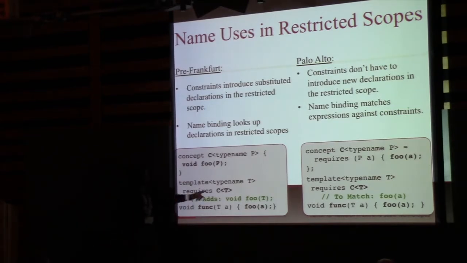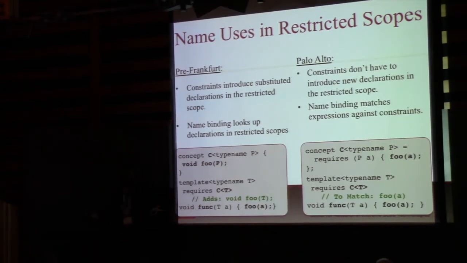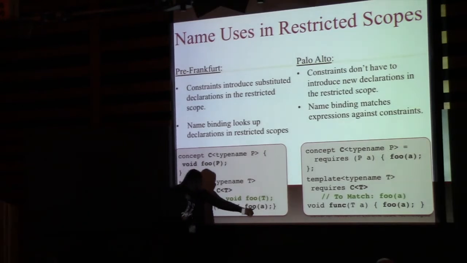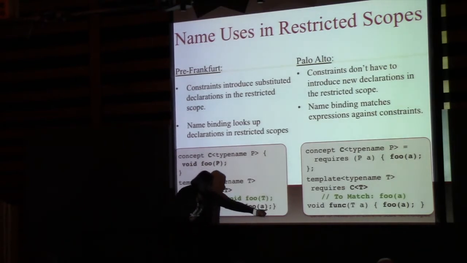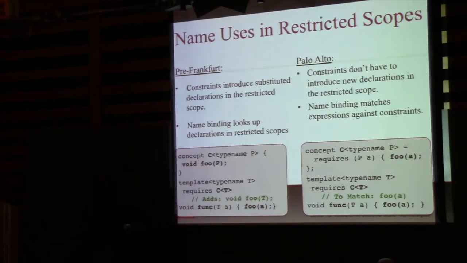So here, the way that it works in pre-Frankfurt is that the requires clause introduces a new lexical scope for name lookup. When this is parsed, essentially a new declaration context is introduced. The declaration is substituted: there's a type substitution that replaces occurrences of P here with T. So this foo acting on P's becomes a foo acting on T's, and it is injected into this scope. So in order to check the body of this function, when this function call is being checked, a name lookup will find this declaration, and because A is of type T, that function call will succeed.